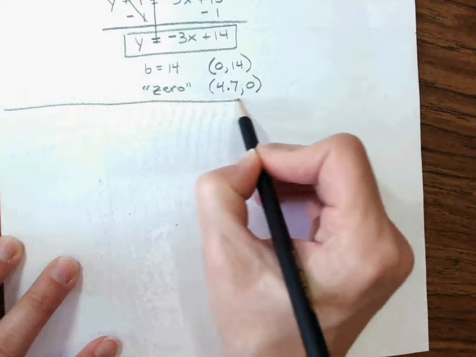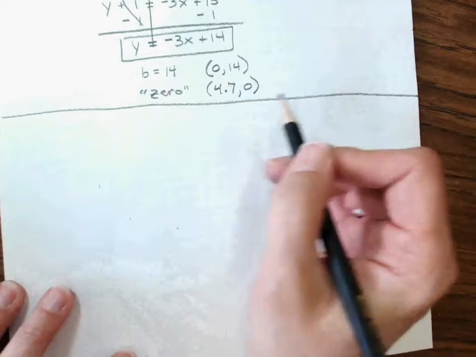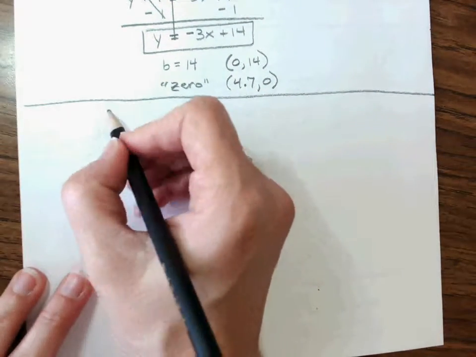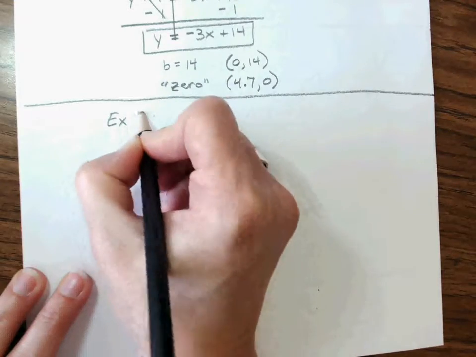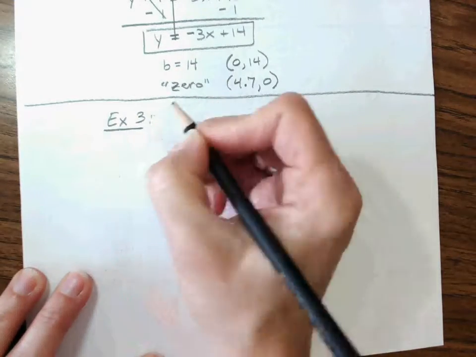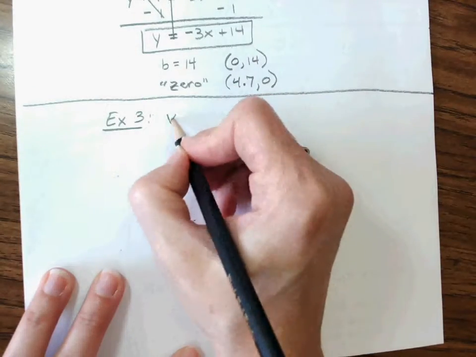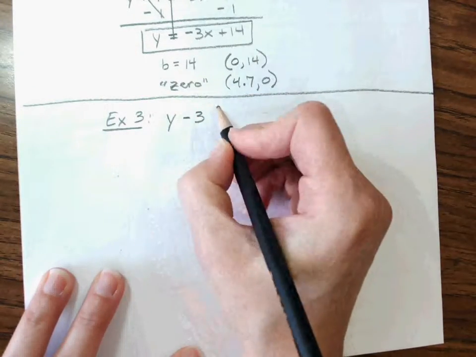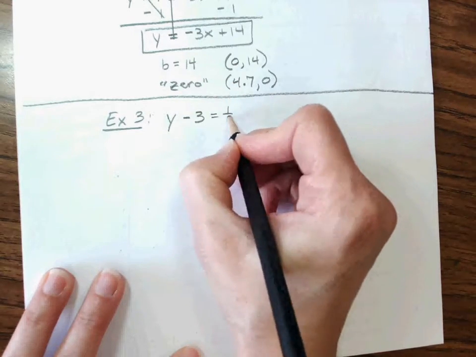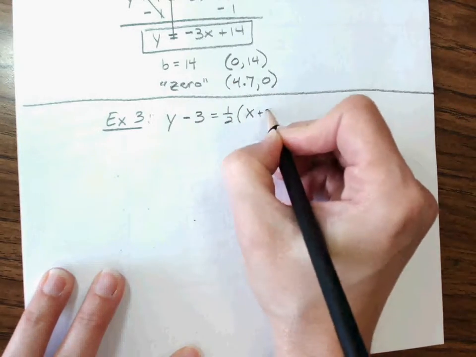All right, let me show you 2 more things real quick. So let's put a line under that example. Now these are really fast. So these last 2 things are super fast. So this is example 3. I'm going to show you how to go backwards. So I'm going to give you an equation in point-slope form. So write this down. y minus 3 is equal to 1/2 parentheses x plus 7.